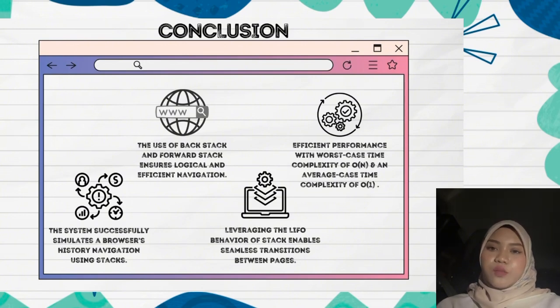To conclude, the browser history management system is designed to efficiently simulate a web browser's history navigation. It utilizes 2 key components. The first one is the back stack, which stores previously visited pages, and the forward stack, which allows users to move forward to pages in the forward history. By leveraging the last in first out behavior of stacks, the system ensures logical, seamless transitions between pages. This structured approach provides efficient performance, achieving a worst case time complexity of big O of n, which means the time it takes for the algorithm to complete increases linearly, and an average case time complexity of constant time.